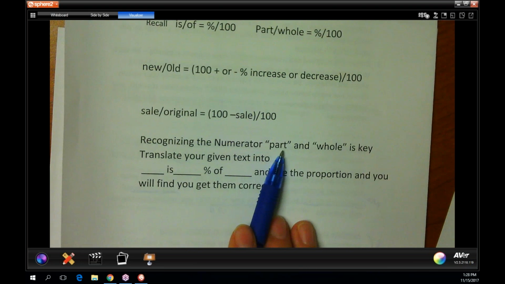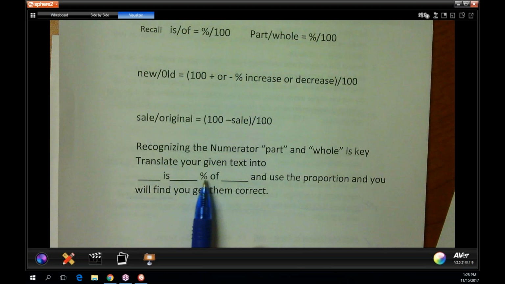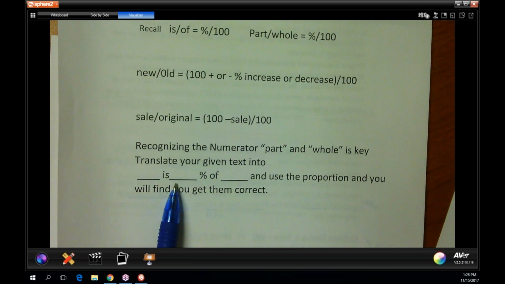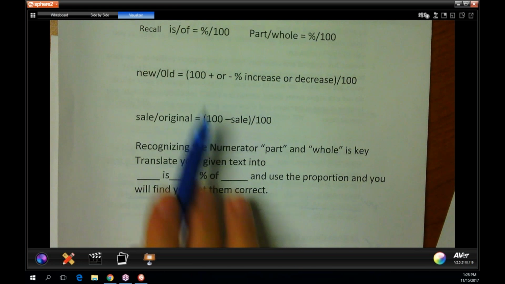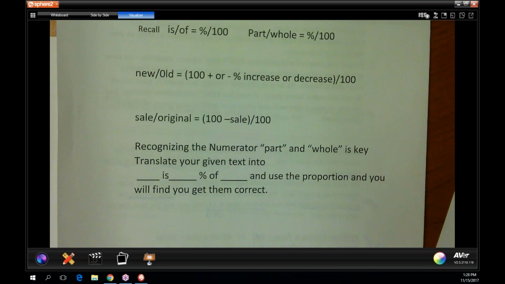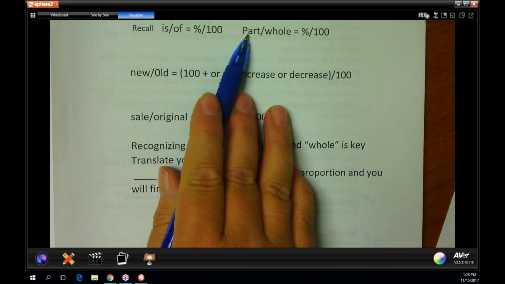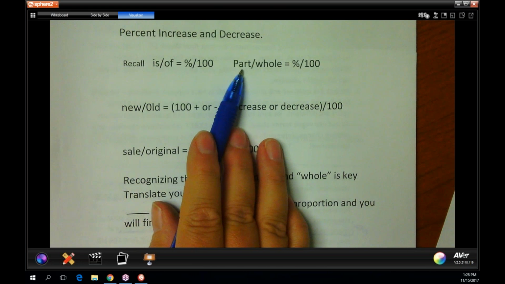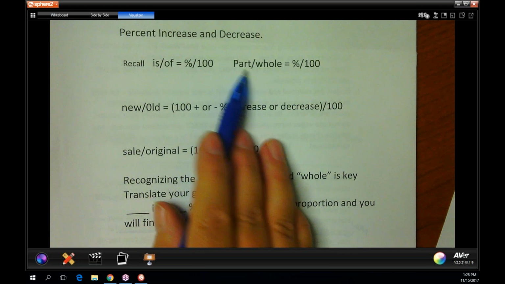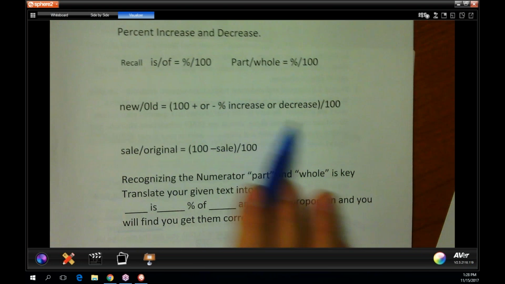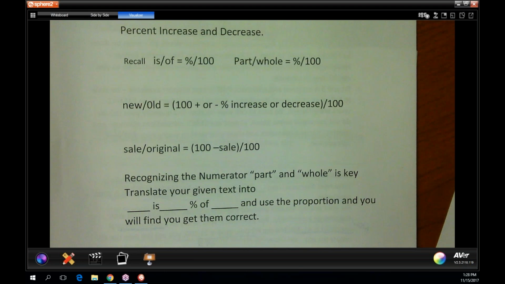Recognizing the numerator as the part and the whole as the denominator is key. If you can translate your text into blank is blank percent of and use this proportion, you'll get these right every time. If you just try to multiply and divide, you'll get about half of them right. Because when you're missing the whole and you're given the part, people won't get them right. Because you don't always just multiply by a decimal. So if you use the proportion the way I'm going to teach you, even though it seems longer, you'll get them right every time.